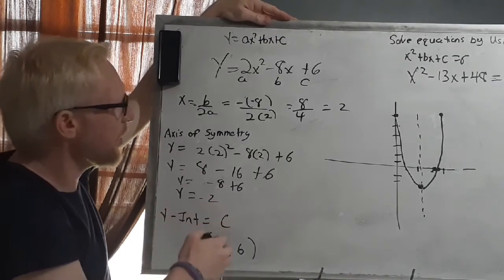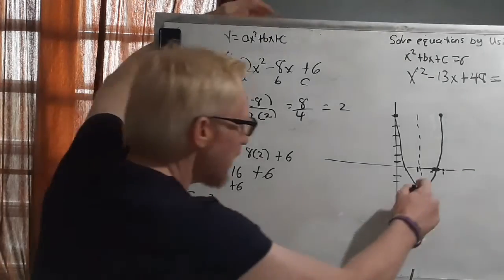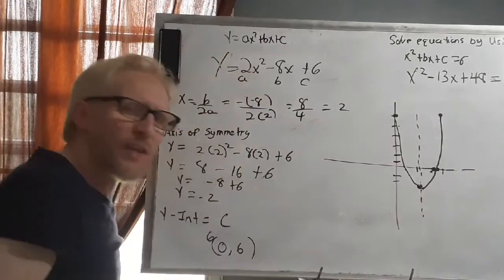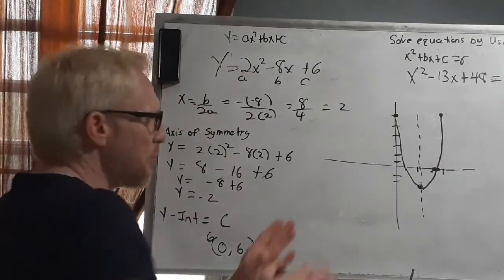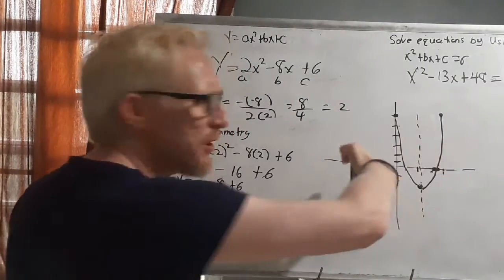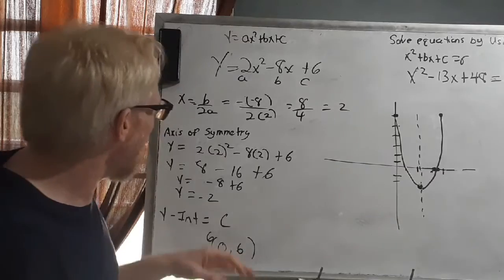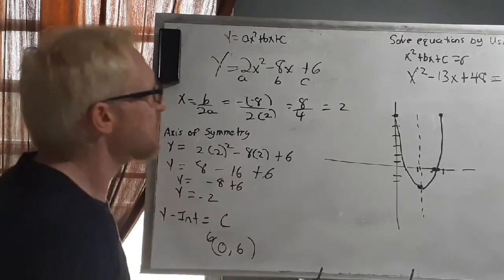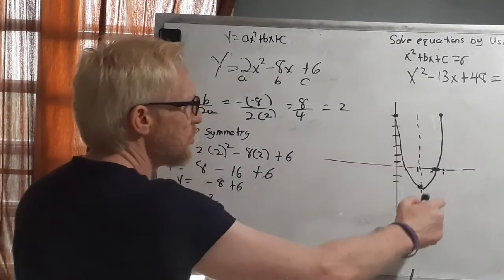So I actually have an ordered pair, where my axis of symmetry is at 2 and -2. What the axis of symmetry means is that it's the line that divides the graph into two equal halves. After that, I look for my y-intercept, which is 0 and 6. So I have 0, 6, and 2, -2.